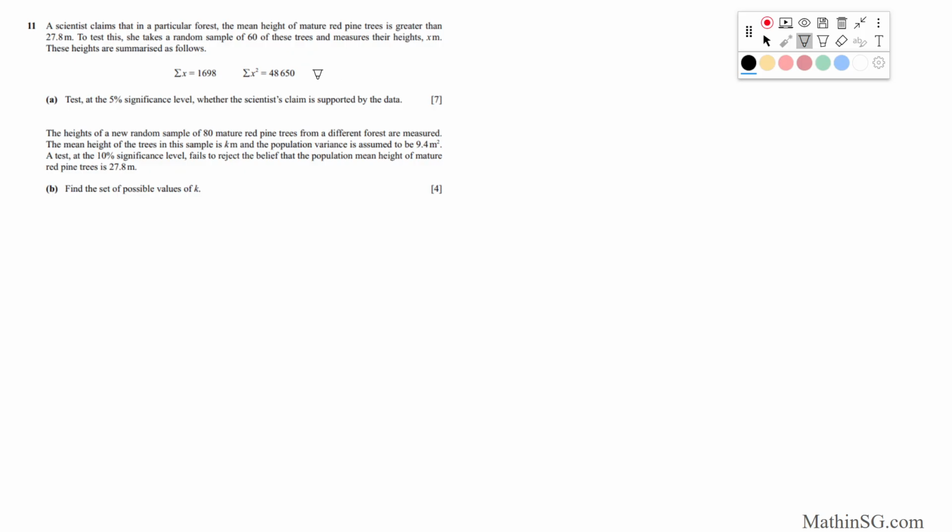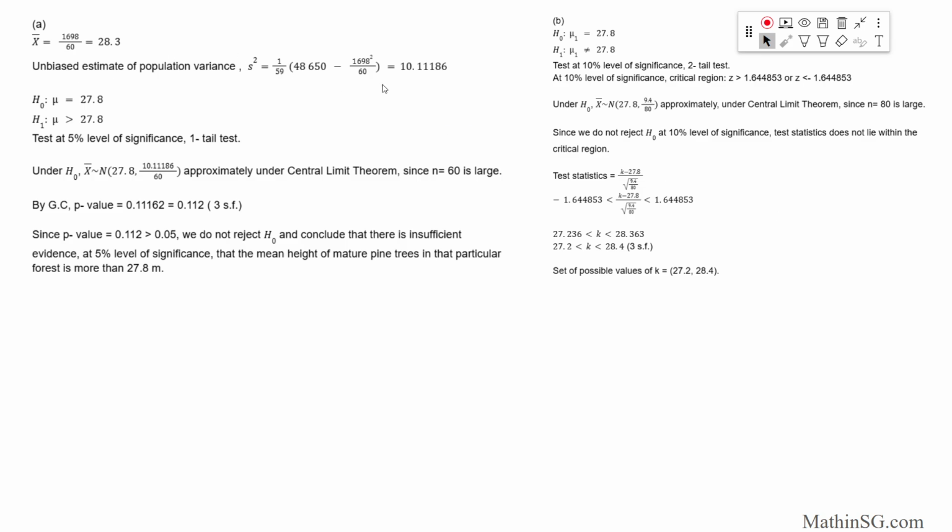For hypothesis testing, you need to find the unbiased estimate of population mean, which is basically your X bar, because n is 60, so you just take this 1698 divided by 60. Then you also need to find the variance. Just use the formula. It is already given in your MF27. You'll be able to find the unbiased estimate of population variance, or your S square. Okay, so this is what we did. So we have found X bar as well as the S square.